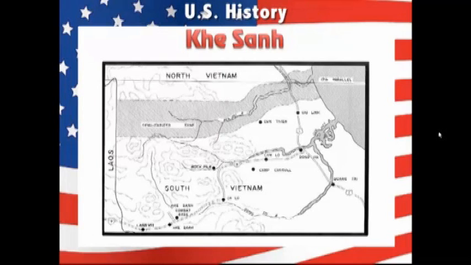And here we have a look at Khe Sanh, pictured right down here, a major combat base that we wanted to protect, surrounded by mountains. This was one of the areas we had a difficult time defending during the Tet Offensive as well.